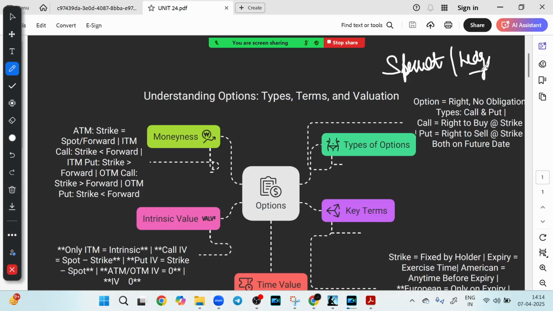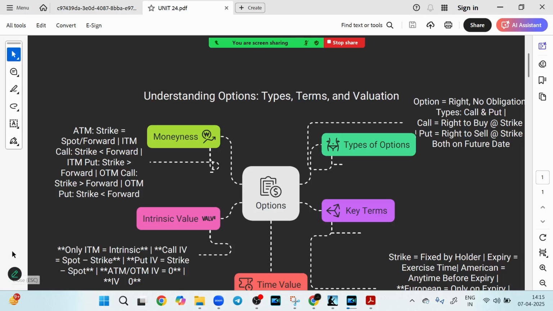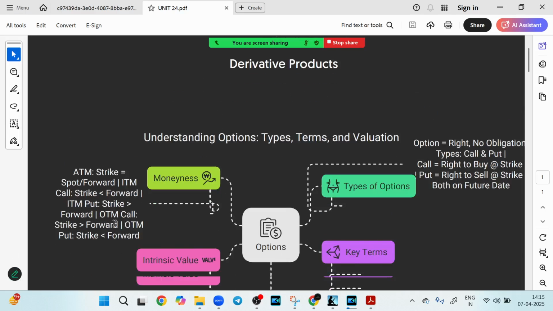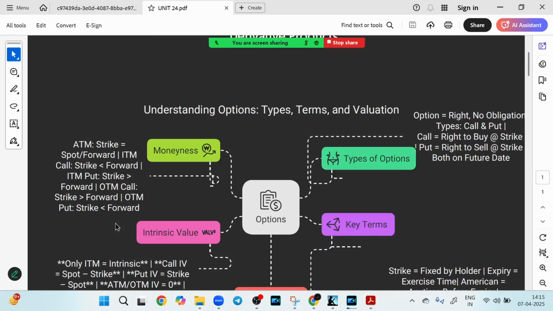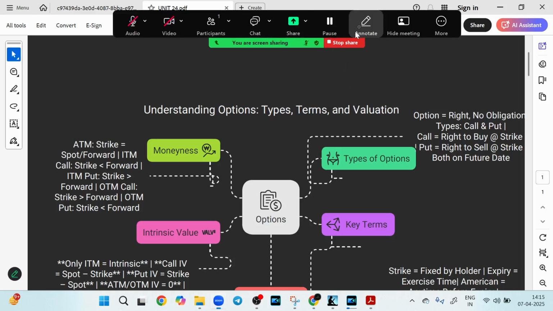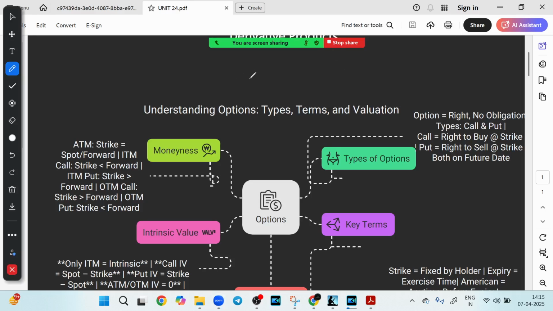Now let me show you the types of options that we have. You can see there is the American option and the European option. Do you know what an American or European option is? Let me tell you. American option means it can be exercised anytime. A for America, A for any time. This way you can remember it.